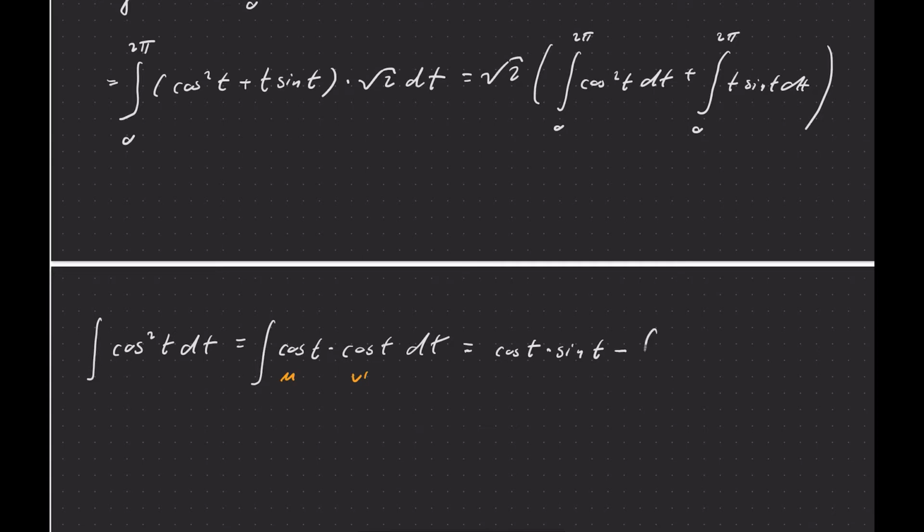And then we need to subtract u prime v. U prime, the derivative of the cosine, is a negative sine. So with this negative sign right here, negative times negative is positive, so we get a plus sine t times sine t dt.